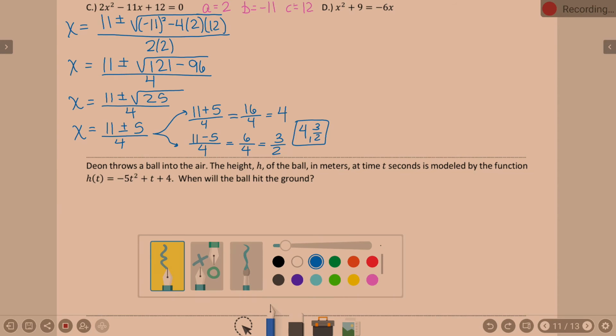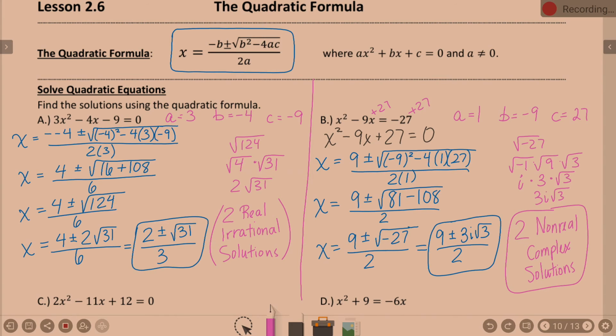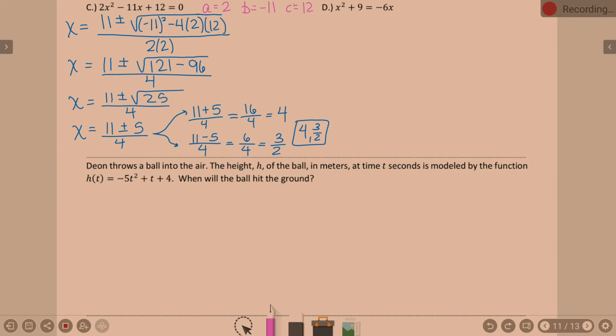How many solutions? 2. Real or not real? Not real. It's a decimal fraction. Fractions are real. Everything's real unless it has an imaginary. So there's 2 real. Rational or irrational? Rational. Irrational was the one up above where I can't simplify that square root. These are rational because I could simplify the square root. I got answers that can go to fractions. So this is 2 real rational solutions.